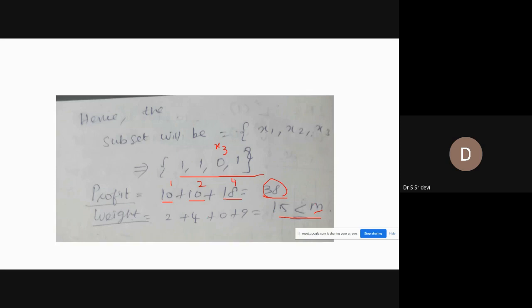At last, you write the maximum profit is equal to 38, and the following objects are available in the knapsack. That is object 1, object 2, and object 4. Okay.